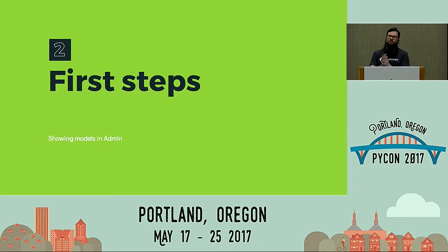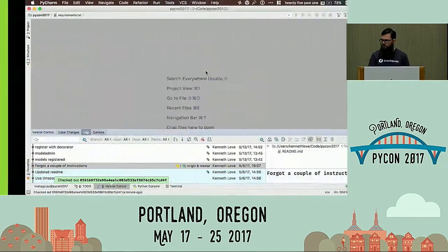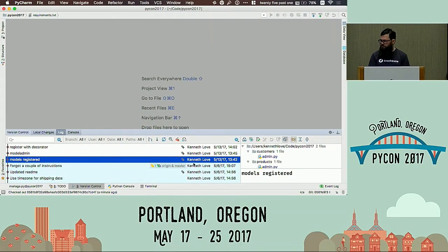Okay, so let's start at the absolute basic first steps. Okay, we have a Django project running, we have a couple of apps, we have some models. We need to get the thing actually into admin, right? So the easiest way to do that is to register it. So let's look at registering. I have a button over here that shows me a diff. I don't remember which one it is.